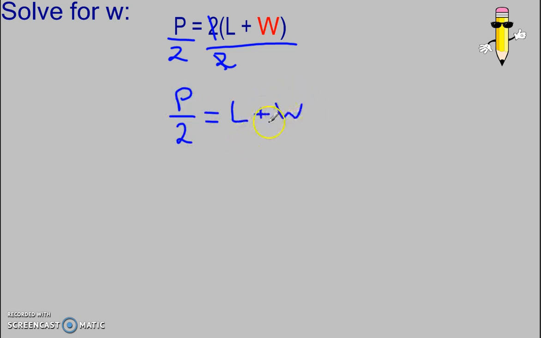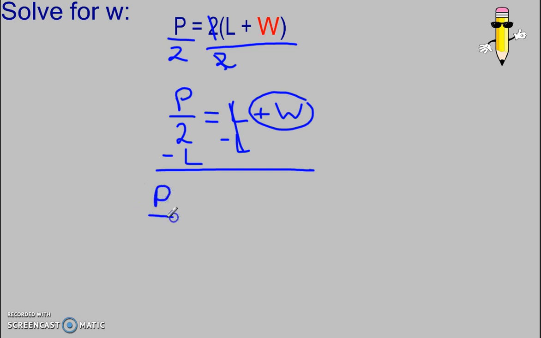Now I want to get the W by itself. The plus goes with the W. L is positive, so subtract L from each side. Cancels out the L here, and we get p over 2 minus L is equal to W, or W is equal to p over 2 minus L.